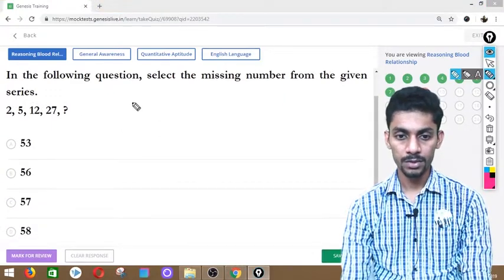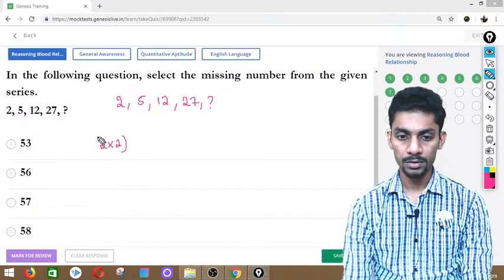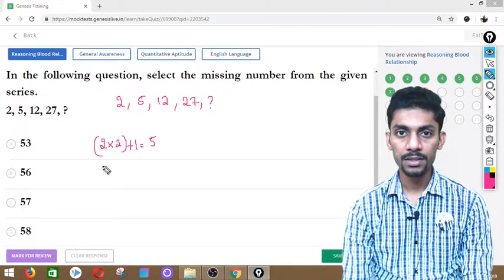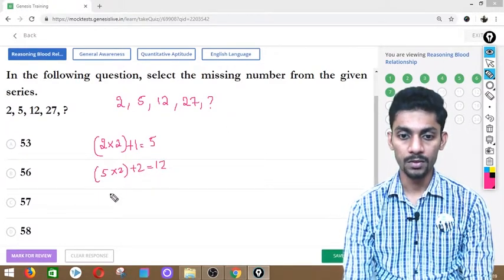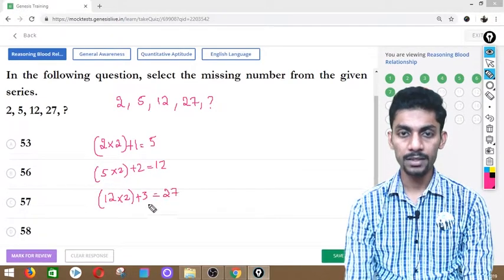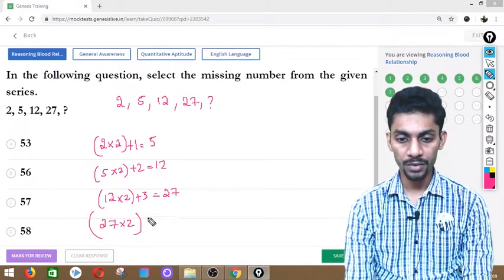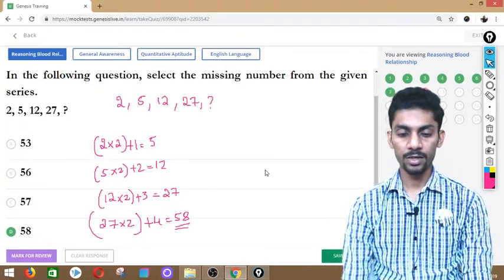Next one, 2, 5, 12, 27 and question mark. So 2 and 5, what's the relation? I can get 2 as 2 into 2 plus 1 is 5, correct. Next will be 5 into 2 plus 2, that is 12, okay. Next 12 into 2 plus 3 is 27. So last will be 27 into 2, that is how much? 54 plus 4 will be 58. That is option D, 58. Clear? So mark that option and go for next one.